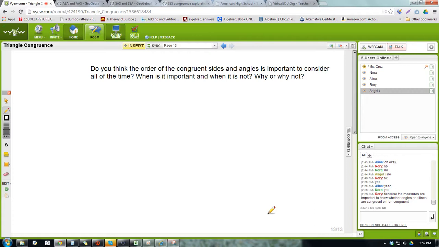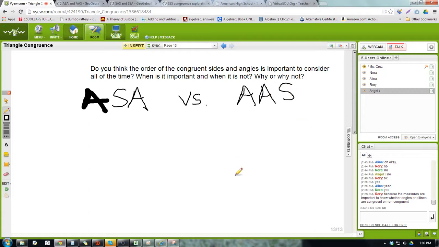Okay, good. Does anybody have something more focused on why the order matters, though? Because the measures are important, I agree with you. But why does it matter, suppose, this is a really thick pencil, huh? ASA versus AAS. Why do you think the order of the angles and sides is important to prove congruence?